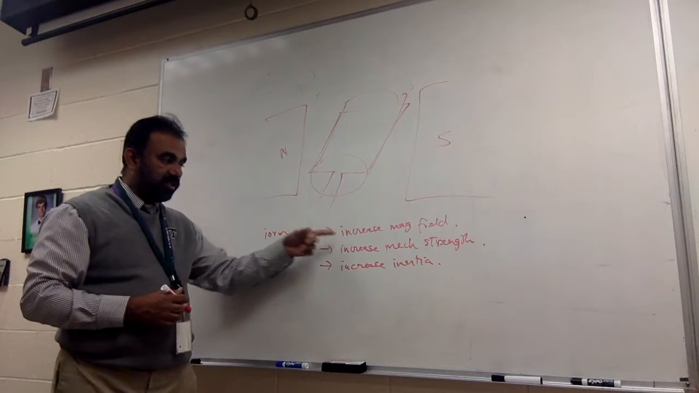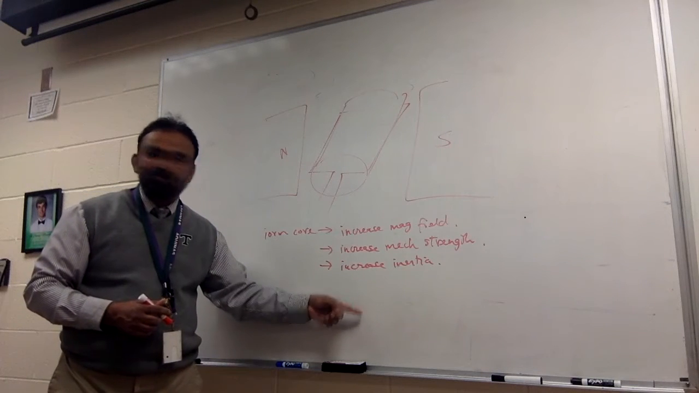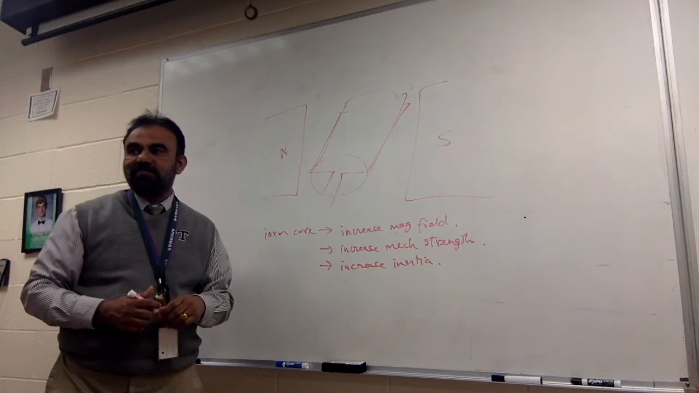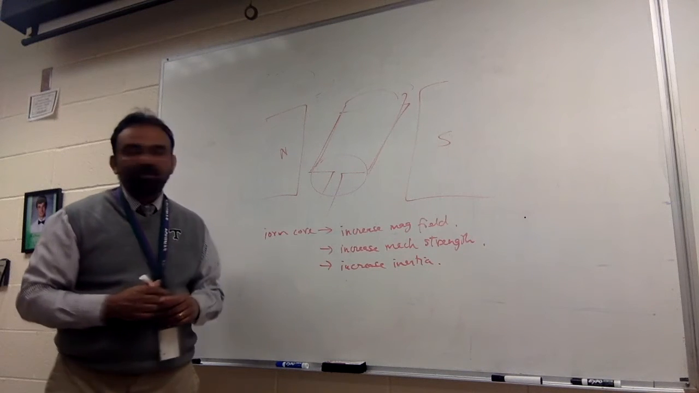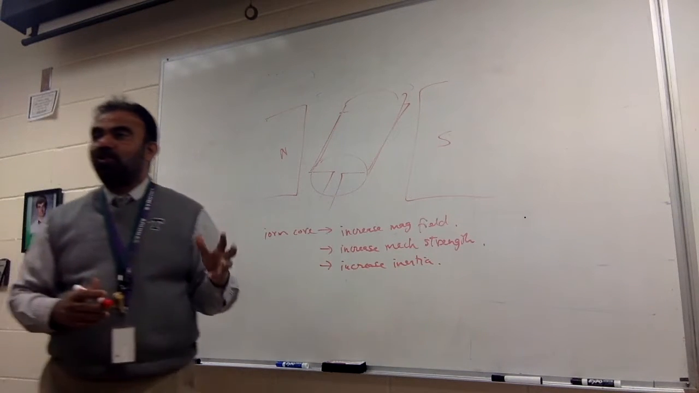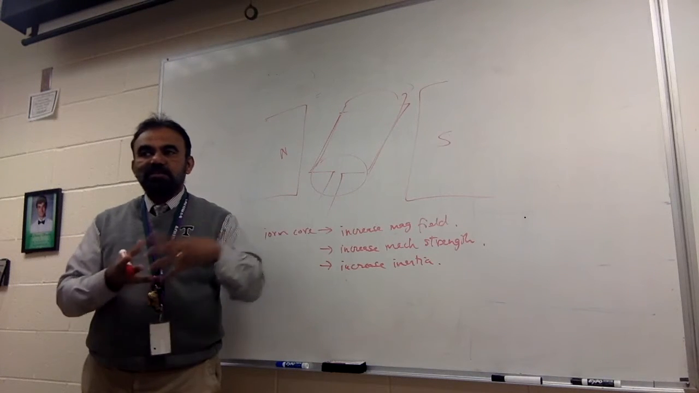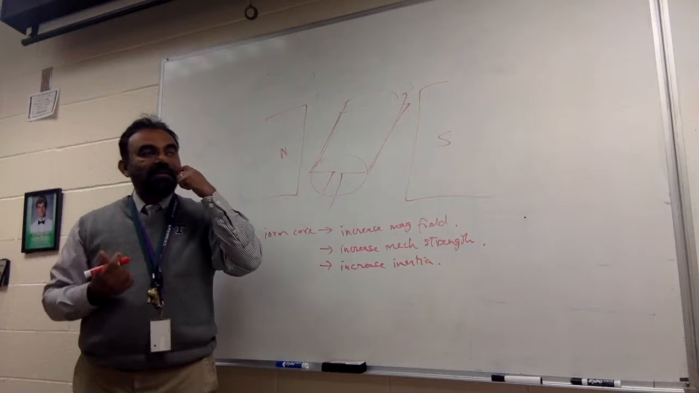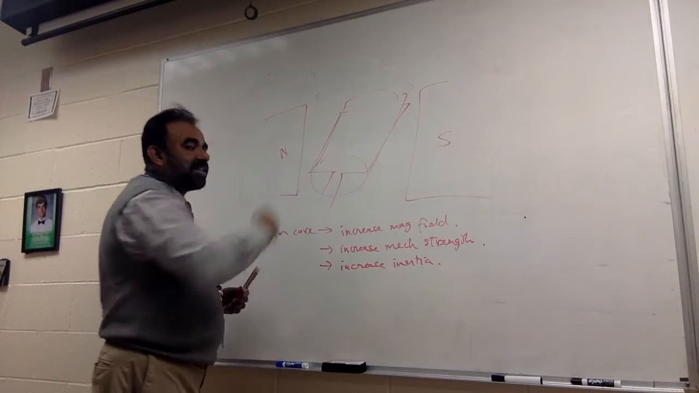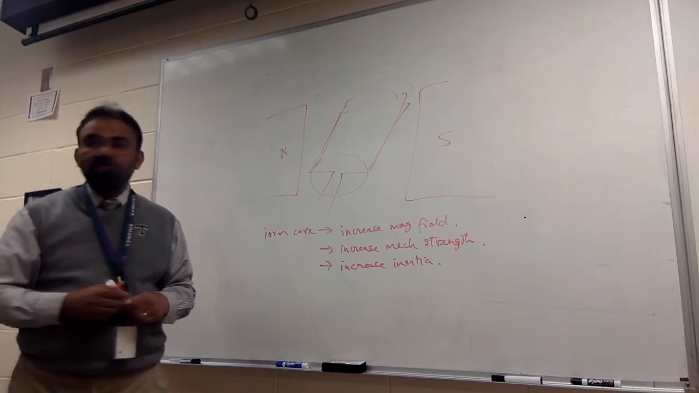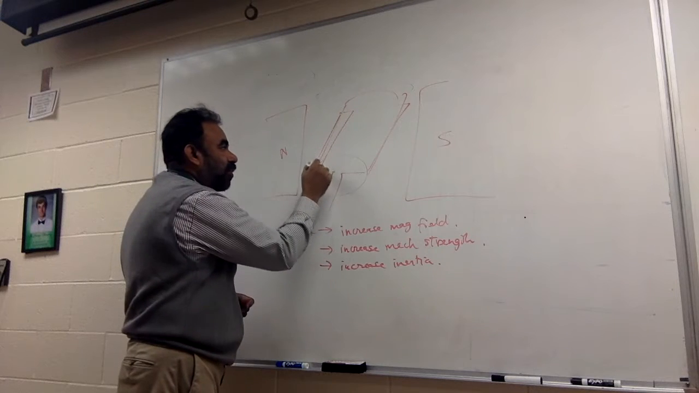So the iron core actually helps in multiple manners, but there is a problem. The problem is, isn't the iron core also like a coil? Isn't it metallic? Now, if there is an induced current that's actually coming into the coil, won't there be an induced current in the core?